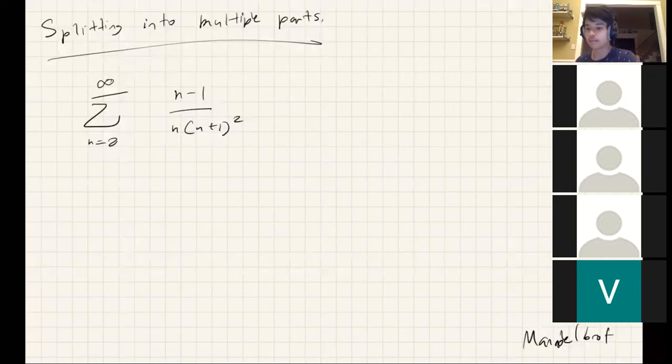Okay, our last topic, which is going to be splitting into multiple parts. So we've talked about the most basic type of telescoping, which is f of i minus f of i plus 1. You write each summand like that. We've talked about stuff like f of i minus f of i plus 2, something like that.